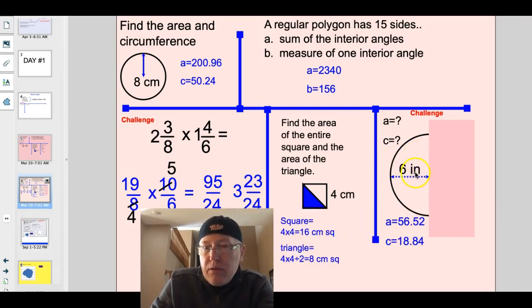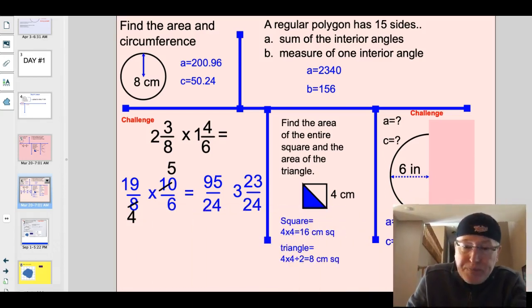Well, pi r squared, it would give you 6 times 6 times 3.14 would give you the area of the circle. You have to cut it in half to get 56.52. Same thing, d pi, or 12 times 3.14 would give you roughly 36, and that would be the circumference of the entire circle. If you divide that by 2, you would have 18.84, the circumference of half of the circle.